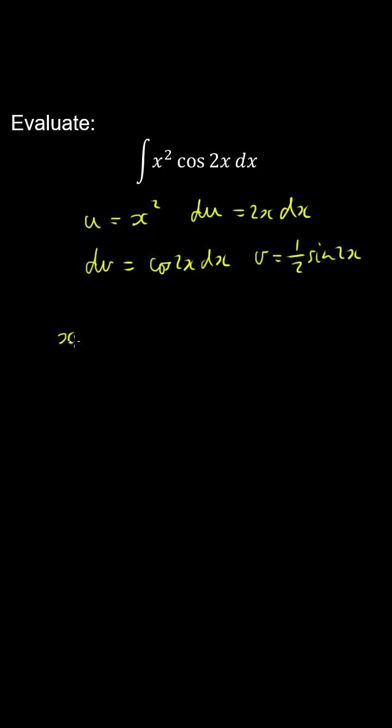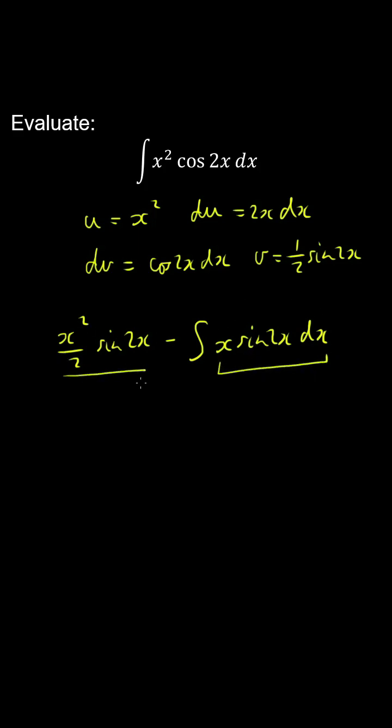Multiplying u by v, we get x squared on 2 times sine 2x, minus the integral of v multiplied by du. So the 2's are going to cancel, and we get x sine 2x dx. Now you can use integration by parts again to evaluate this integral, then combine it with this result, add the constant of integration, and post your answer in the comments.